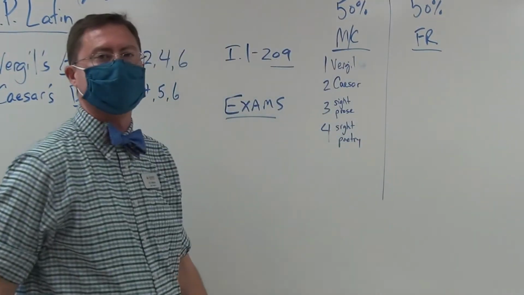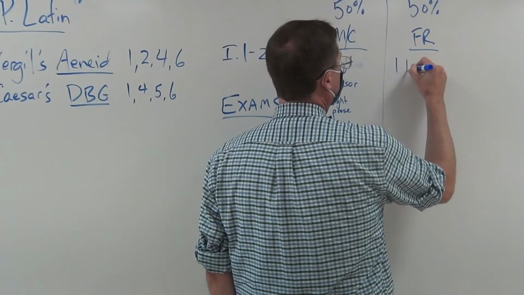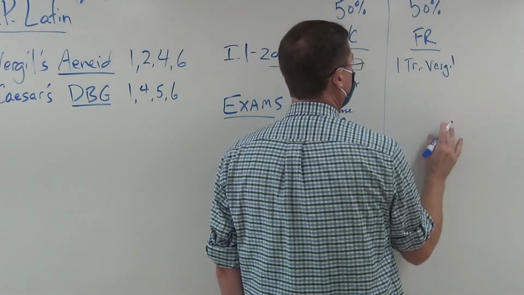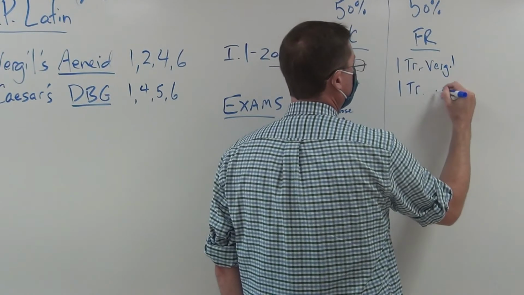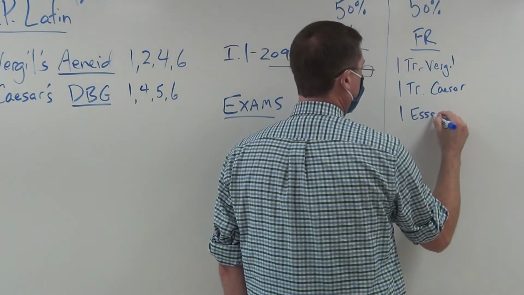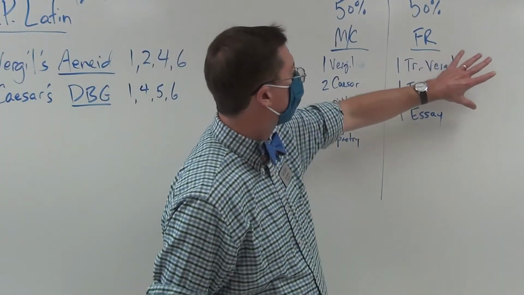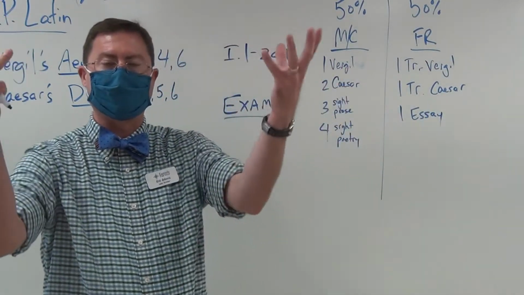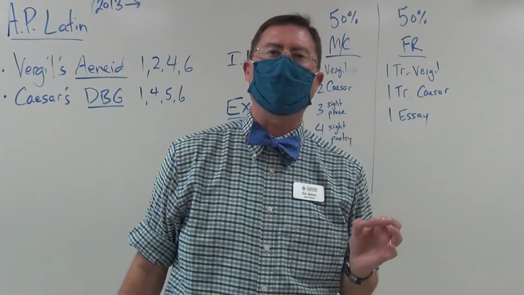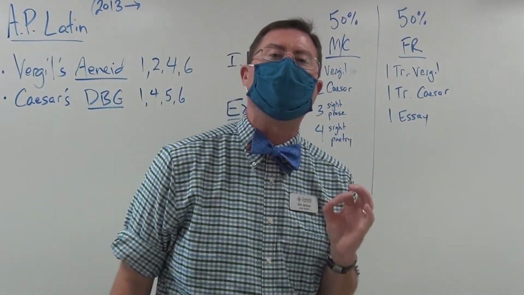Then we come to the free response. Free response consists of the following. One, translation of the lines of Virgil that we have read. One, translation of the lines of Caesar we have read. One, essay that you will write in which you are presented lines from Virgil and/or Caesar. It could be a couple of passages, one from each, and you have to write about what's going on in those passages in English. But to be able to write the essay, you gotta know what the lines say.